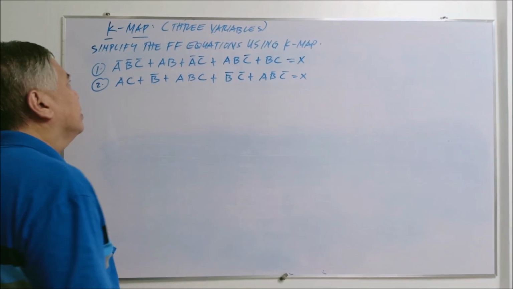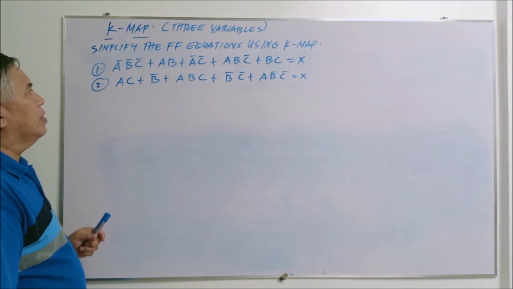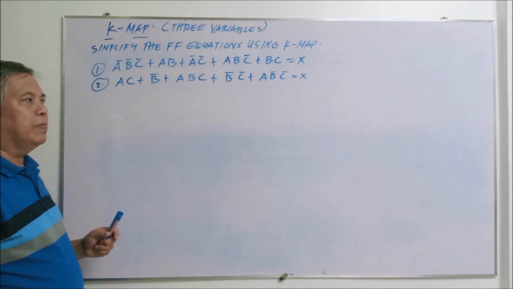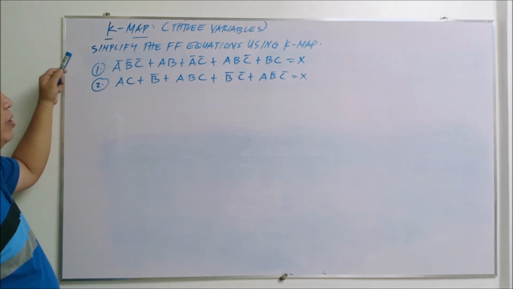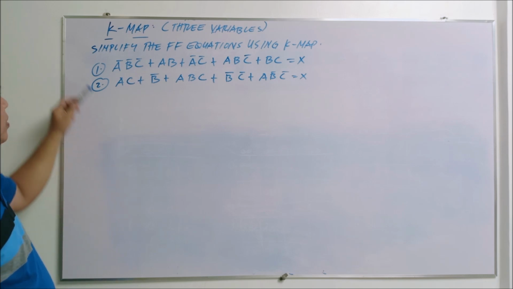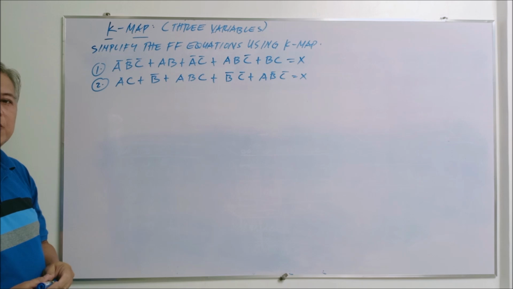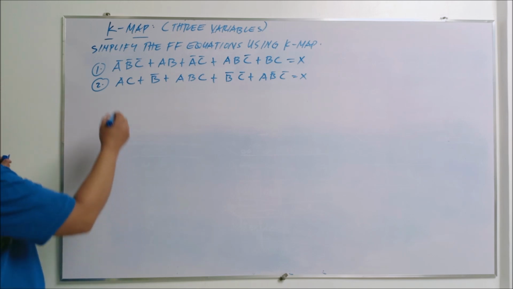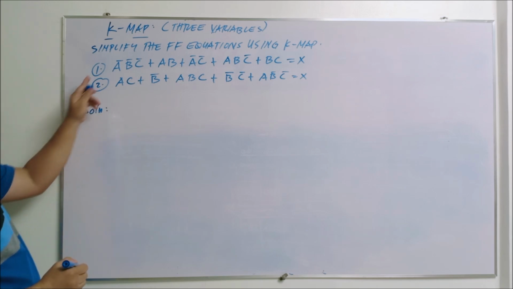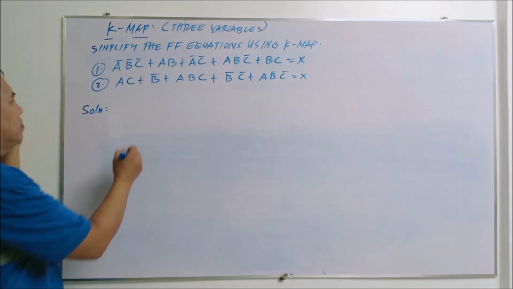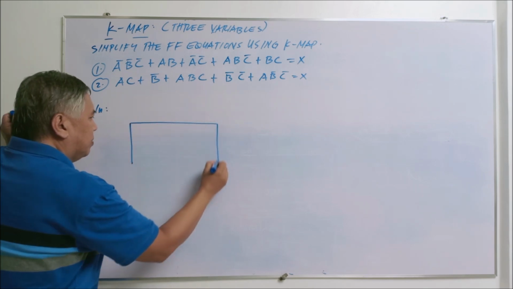Okay, so let's have an example on a three-variable map. Let's say we simplify the following equation using the K-map. So we have here problem number 1 and problem number 2. How do we solve problem number 1? What will be our solution? Again, this is a three-variable map, so we make a map representation.